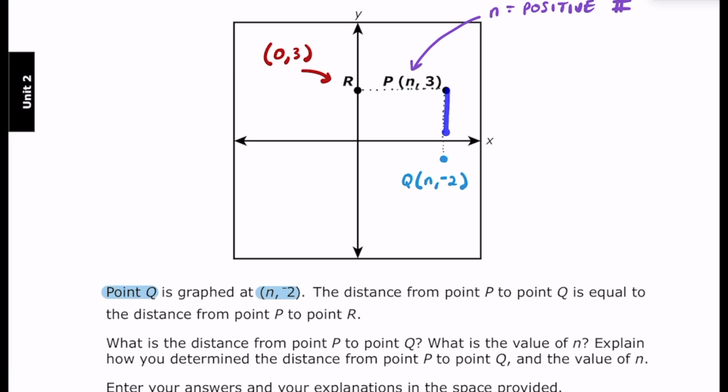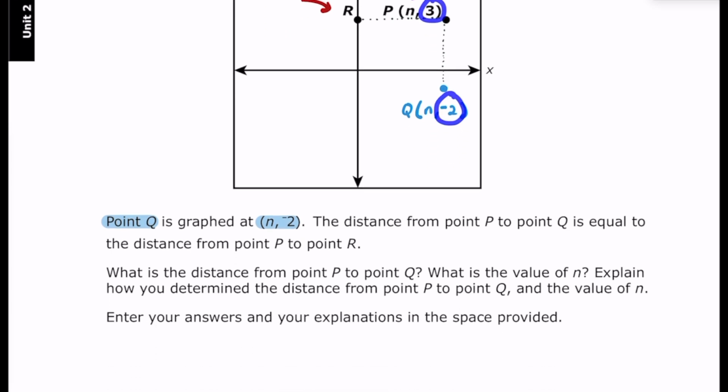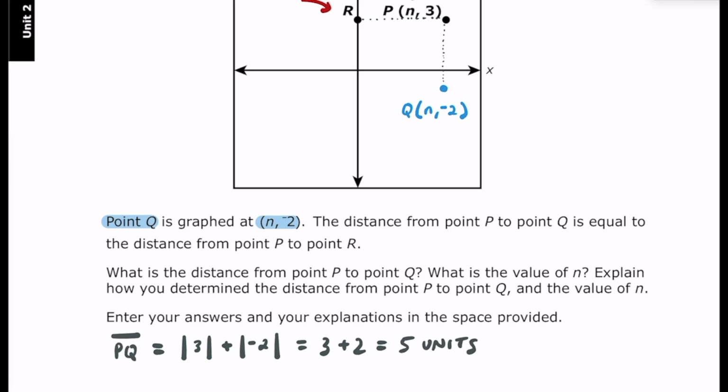Now, if you're just trying to find this distance right over here, the n actually doesn't even affect that at all. It's good that they match, because then you can find the distance since they're up and down from each other. So you really just have to find out how far 3 and -2 are from each other. If we're going to find the distance between P and Q, or segment PQ, we add the absolute values of their non-matching coordinates. The absolute value of 3 is 3, and the absolute value of -2 is 2. So in total, they are 5 units apart from each other.